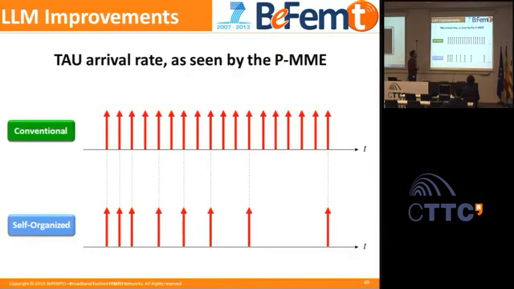Okay, so this is the tracking area update arrival rate as seen from the proxy MME. Remember that entity that manages mobility, right? In the conventional mechanism, we have frequent tracking area updates, okay? Again, this is not up to scale or anything like that. This is just to give you the idea of what we are doing here. By spacing the arrival of the tracking area updates, what we're doing is we're reducing the amount of signaling and we're saving battery in the UE. So that's the key point, right?